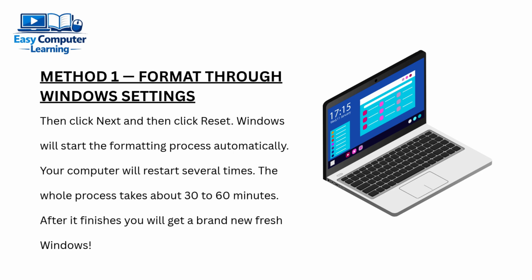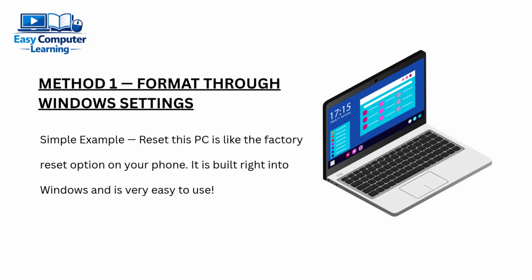Windows will start the formatting process automatically. Your computer will restart several times. The whole process takes about 30 to 60 minutes. After it finishes, you will get a brand new fresh Windows. Simple example. Reset this PC is like the factory reset option on your phone. It is built right into Windows and is very easy to use.